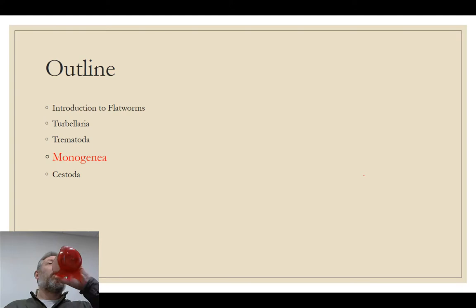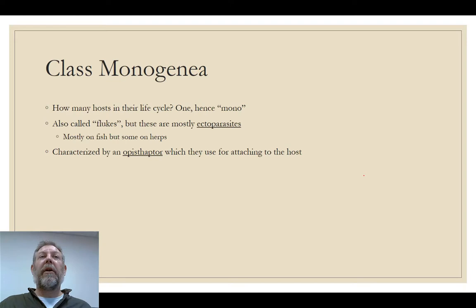Next class, monogenea. Not too much to talk about here. These, unlike the trematodes, only have one host. So they don't have several different hosts. They just have one, hence the mono in monogenea. They're also called flukes, but you don't run into these. These are not as common.